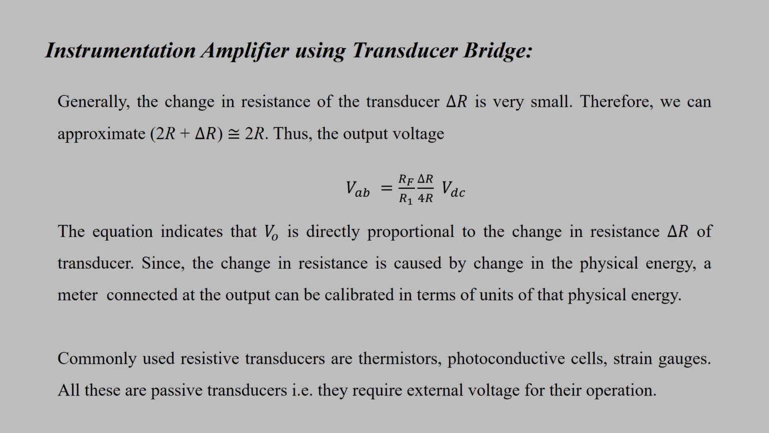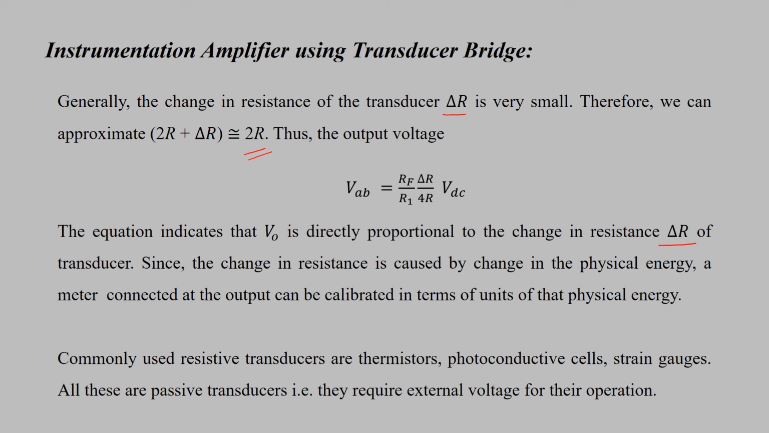Generally, the change in resistance of the transducer delta R is very small. Therefore, we can approximate 2R plus delta R equal to 2R. Thus, the output VO is equal to RF by R1 into delta R by 4R into VDC. This equation indicates the output voltage is directly proportional to the change in resistance delta R of the transducer.